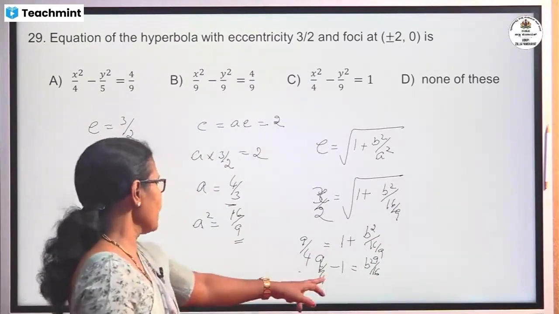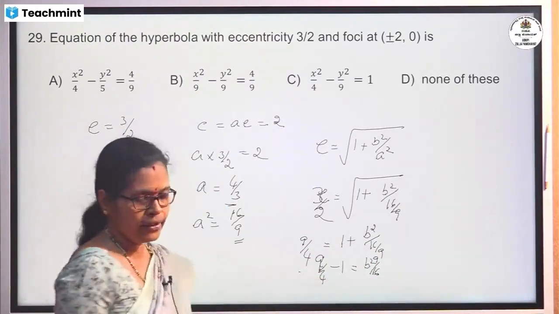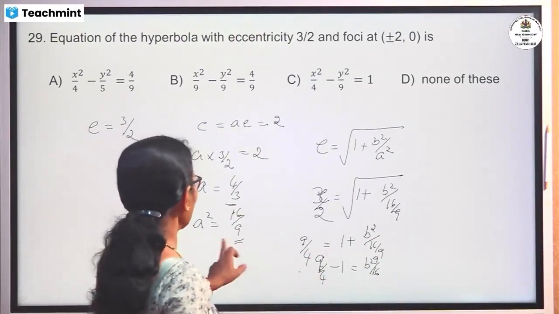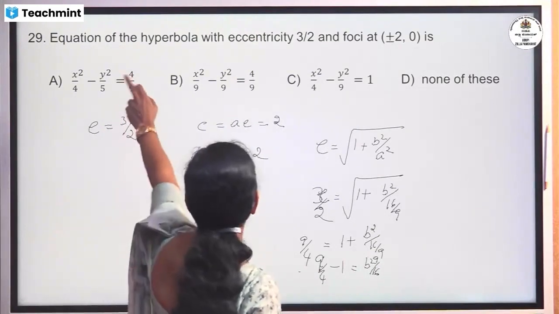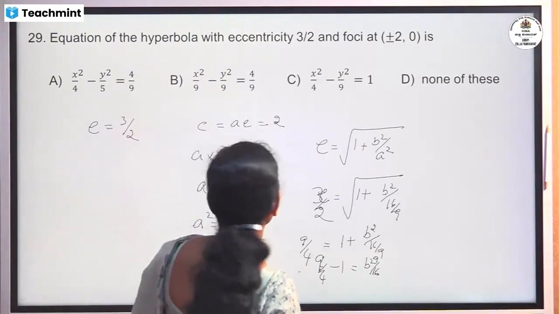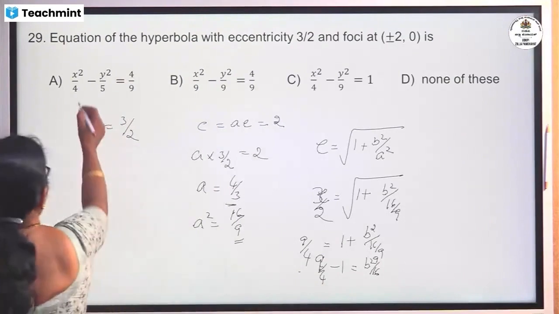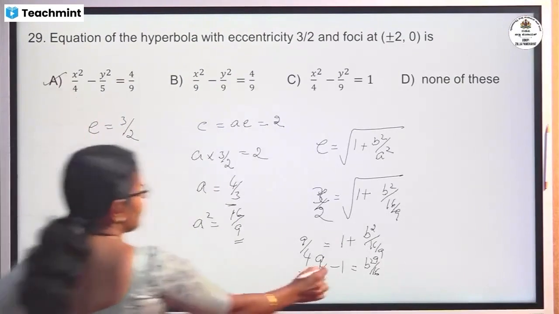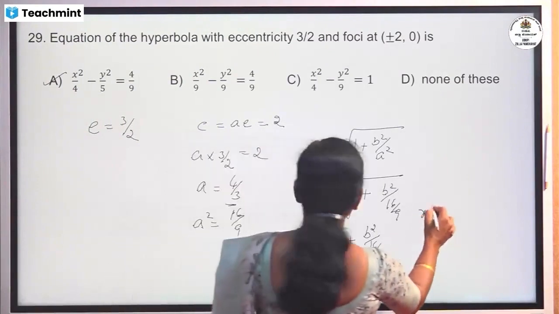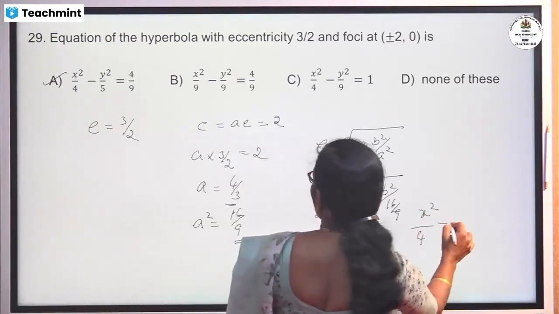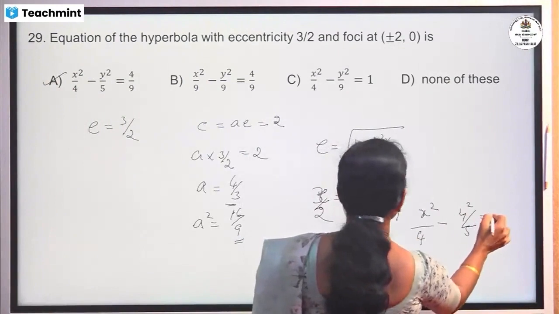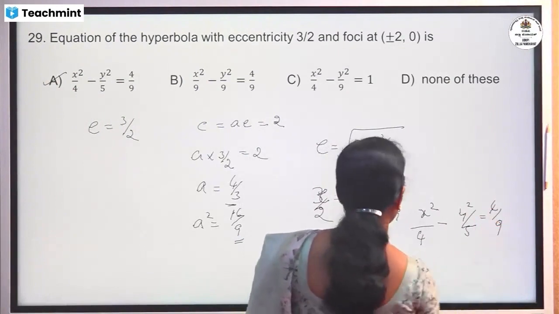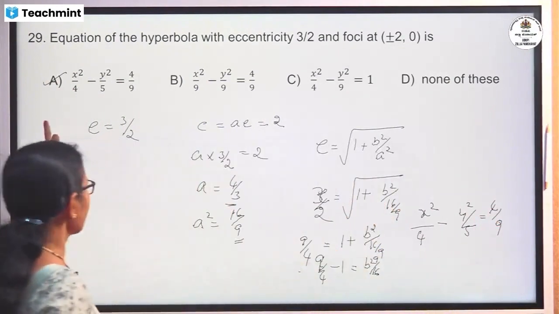When we simplify, we required the equation of the hyperbola. The correct equation is, when we simplify, x square divided by 4 minus y square divided by 5 is equal to 4 by 9. So, correct option is A.